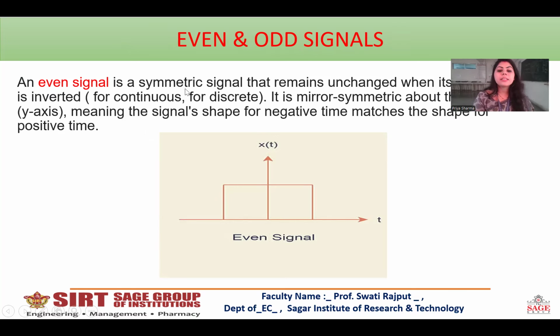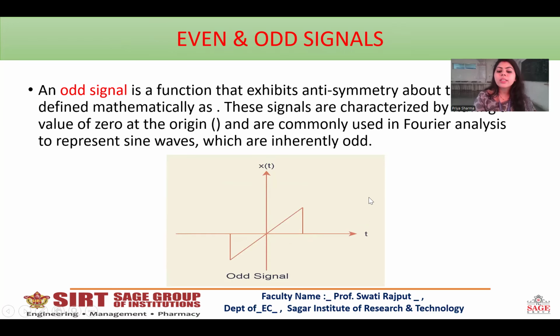An even signal is a symmetric signal that remains unchanged when it is inverted. For continuous and discrete, it is a mirror symmetry about the y-axis, meaning the signal shape for negative time matches the shape for positive time. It means the signal is in perfect symmetry. You can see over here the even signals have perfect symmetry. Okay. And what are the odd signals?